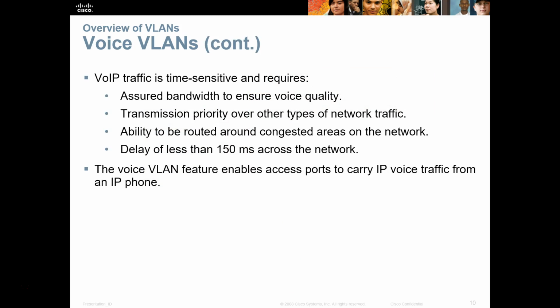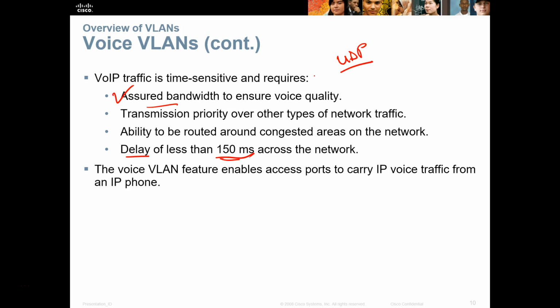So voice VLANs. VoIP traffic is time sensitive. It needs less than 150 milliseconds across the network. So it needs consistent, assured bandwidth for voice quality. Okay, it uses UDP to send VoIP packets. They don't resend. It wouldn't make any sense for voice to resend frames. It is time sensitive. So unless you have this less than 150 milliseconds of delay across the network, then you're going to have noticeable jitter in your voice conversation.